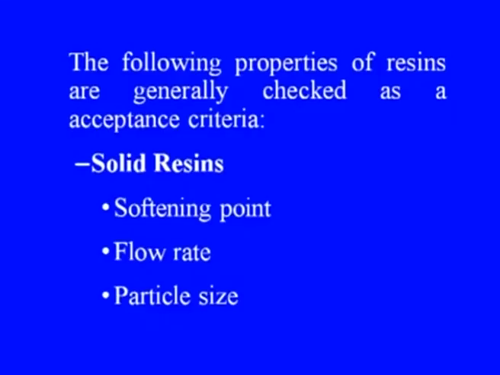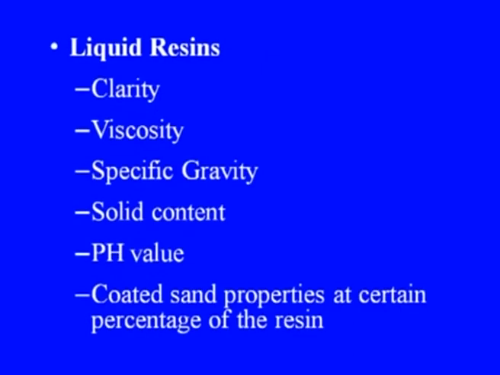The following properties of resins are generally checked as acceptance criteria. For solid resins: softening point, flow rate and particle size. For liquid resins: clarity, viscosity, specific gravity, solid content, pH value and coated sand properties at a certain percentage of the resin.